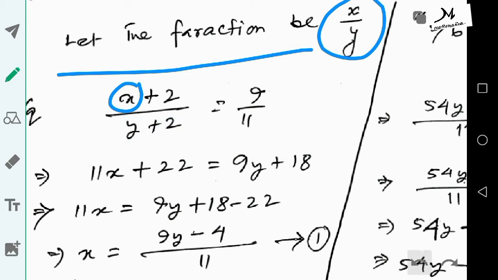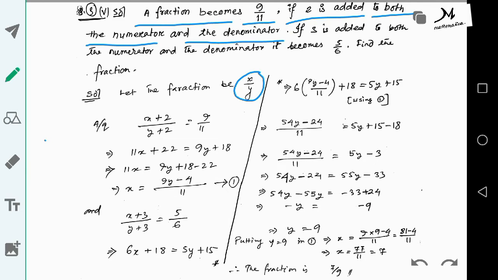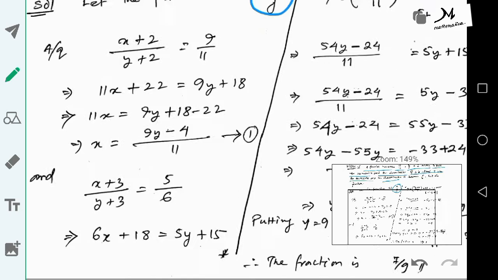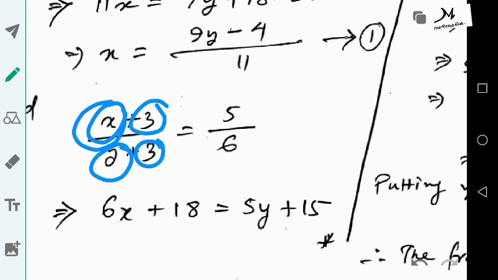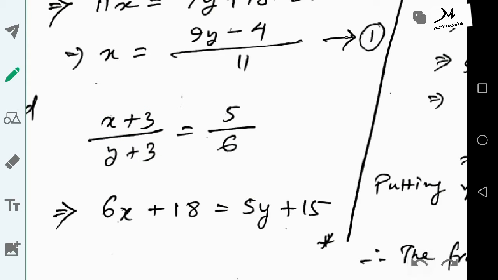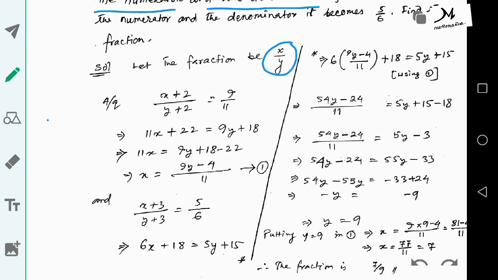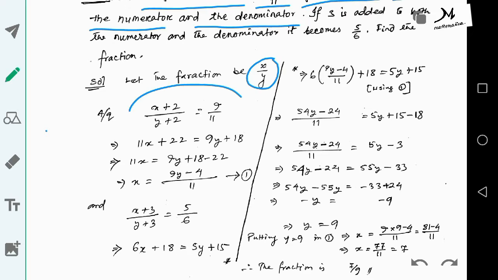Then again it is given, in the second condition, that if 3 is added to both the numerator and denominator, this is the numerator and this is the denominator, the fraction becomes 5 by 6. Okay, so now let us simplify this first.